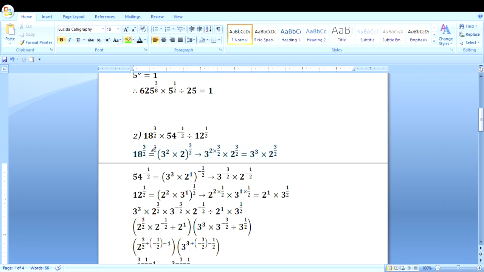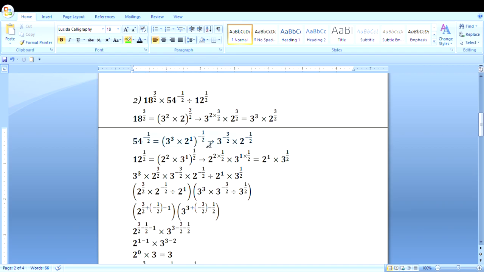So for instance, 18 can be expressed as 3 squared, which is 9, times 2, raised to the power of 3 over 2. This becomes 3 raised to power 2 times 3 over 2 times 2 raised to power 3 over 2. So 2 cancels 2 here. This becomes 3 raised to power 3 times 2 raised to power 3 over 2. So the whole of 18 raised to power 3 over 2 is now 3 raised to power 3 times 2 raised to power 3 over 2.